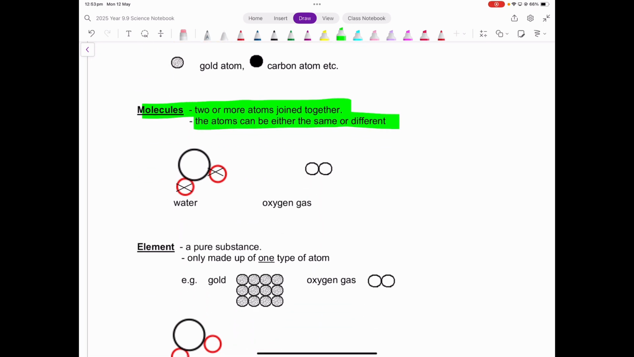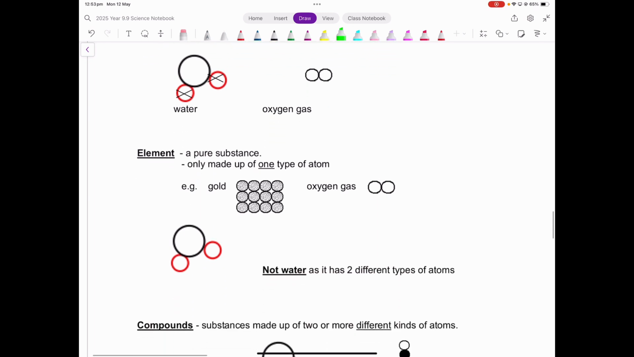So water, are they the same atom in water? No? What kinds of atoms do we have in water? Hydrogen and oxygen. How many atoms do we have altogether in water? 3, because I have 2 hydrogens and 1 oxygen. How many different types of atoms do I have? 2. So 3 atoms altogether, 2 types. When I look at oxygen gas, however, how many atoms altogether? 2 atoms altogether. How many types of atom? 1. Very good.